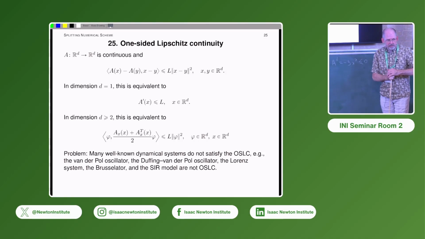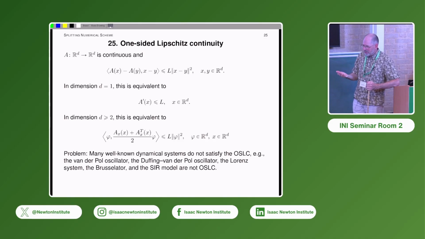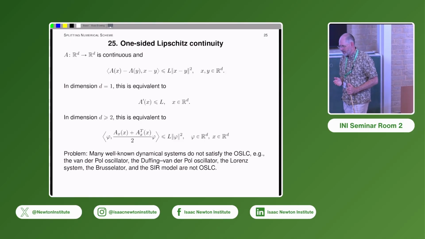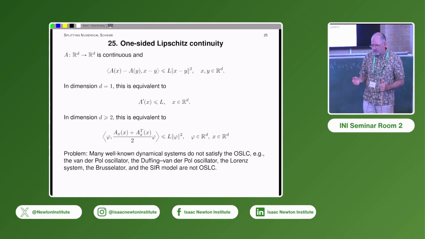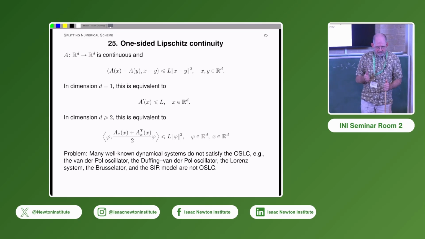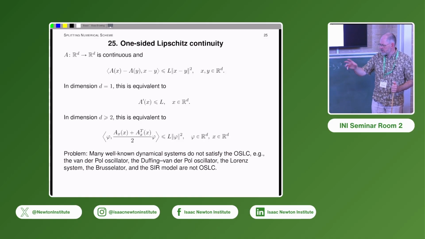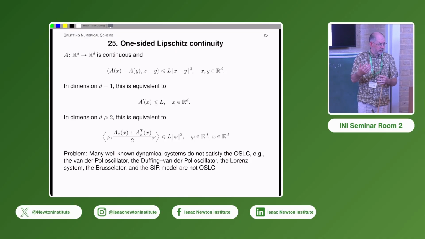The problem is that if you take any system you want to simulate, Duffing, Van der Pol, Lorenz, Brusselator, SIR, they are not one-sided Lipschitz continuous. And to be honest, it doesn't matter if you simulate a stochastic or deterministic system, because the problem is the same. For deterministic systems, to prove convergence, you need one-sided Lipschitz continuity. There is an old paper by Stewart and Humphries, and they developed some Runge-Kutta method, but they need this in order to show convergence.